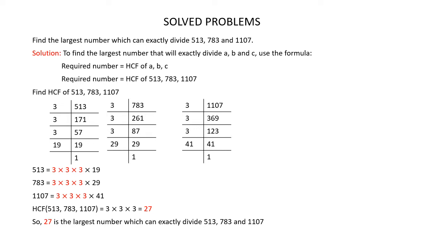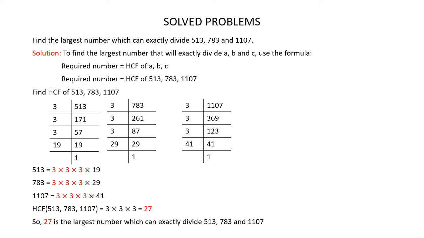So to find the prime factors of 513, first divide 513 by 3, you will get 171. 171 divided by 3 is 57. 57 divided by 3 is 19. 19 divided by 19 is 1. So the prime factors of 513 are 3, 3, 3 and 19. So 513 can be written as a product of its prime factors as 513 is equal to 3 multiplied by 3 multiplied by 3 multiplied by 19.